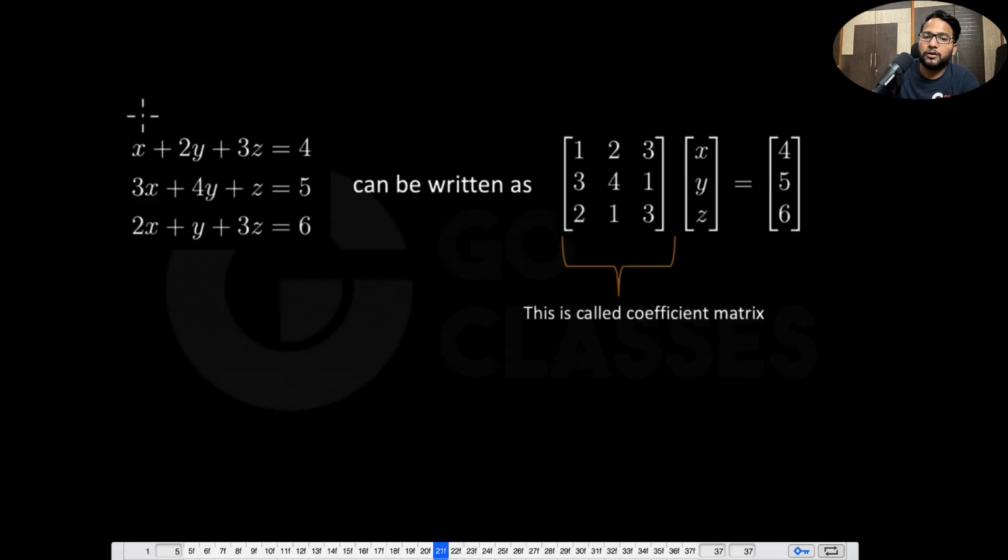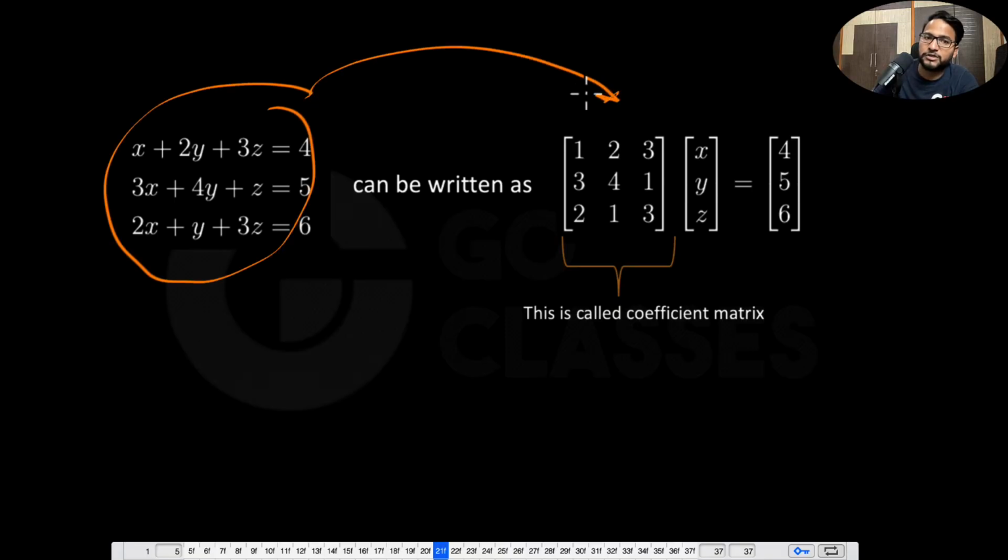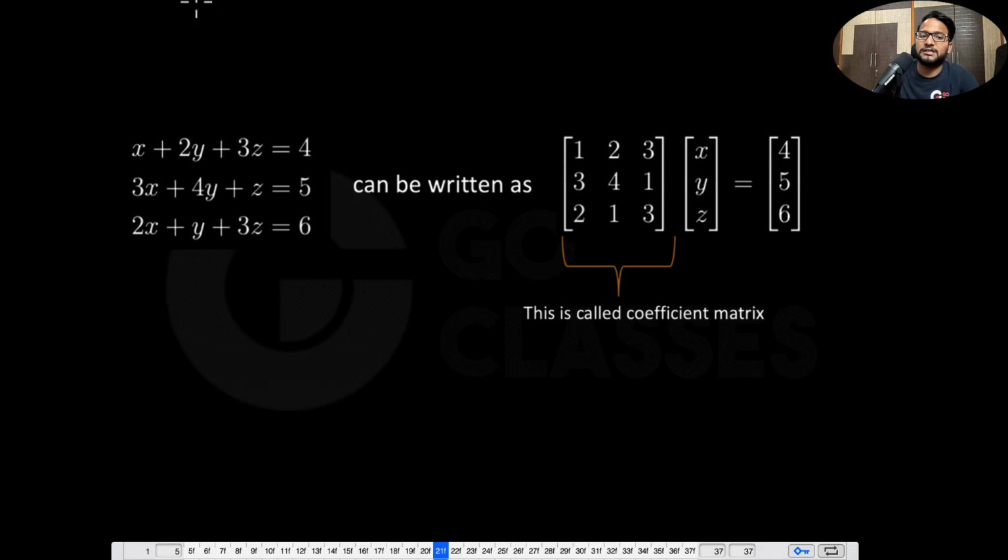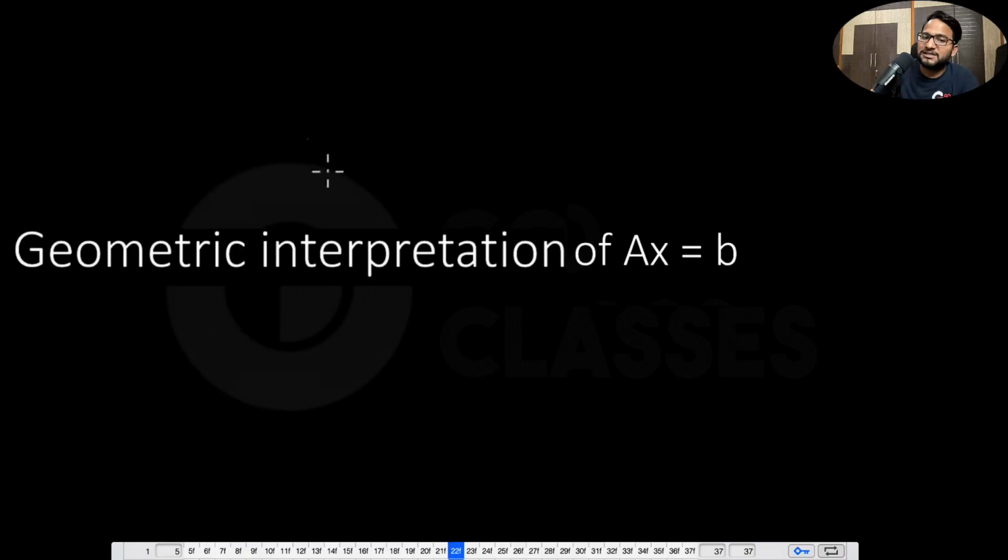Cool. Now, just to summarize, given this, we will be rewriting the system of linear equations as Ax equal to B. I hope that is fine to everyone. And this is called the coefficient matrix because I am taking out the coefficients. So given this, we will write it as Ax equal to B. Okay, cool. Now let's just see the geometric interpretation of Ax equal to B.